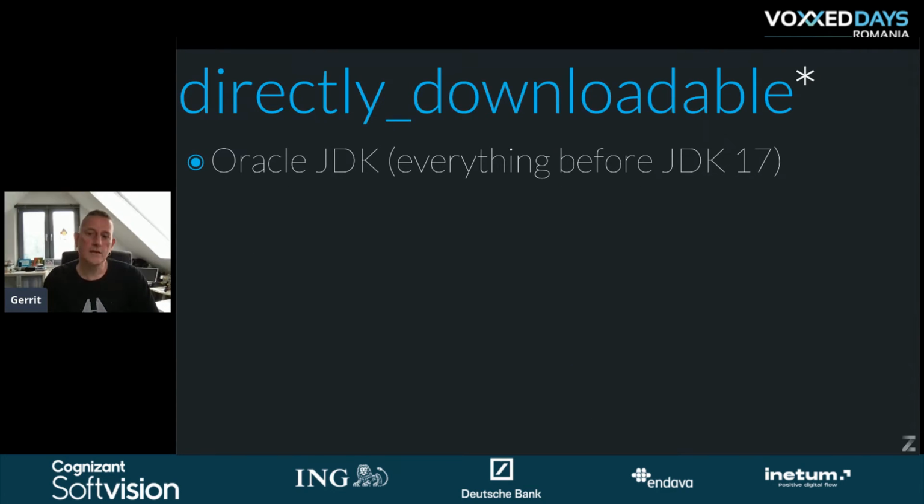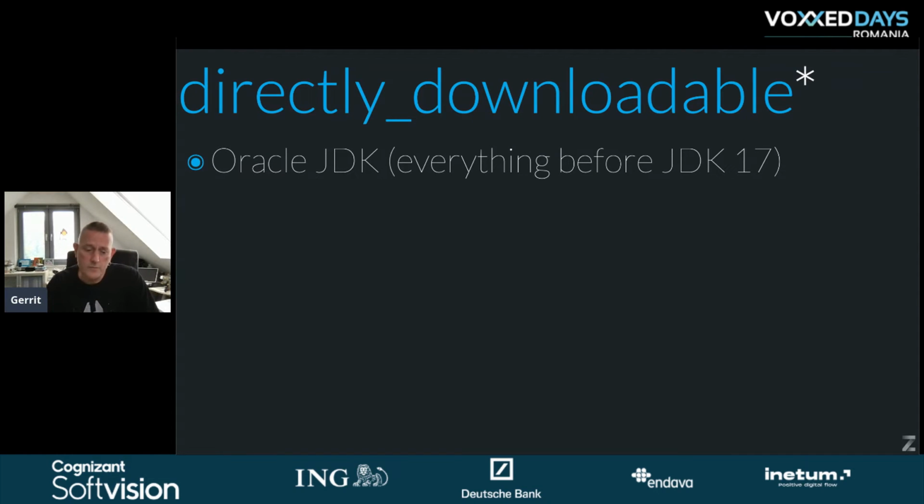So directly downloadable. Yeah, that was interesting because Oracle's JDK wasn't available directly for download. Now you can argue, well, I can go to the page and then directly download it from there. That's correct. But before you can download, you have to click through the page. You have to agree to their licensing terms and so on. And for this reason, it's for us not directly downloadable.